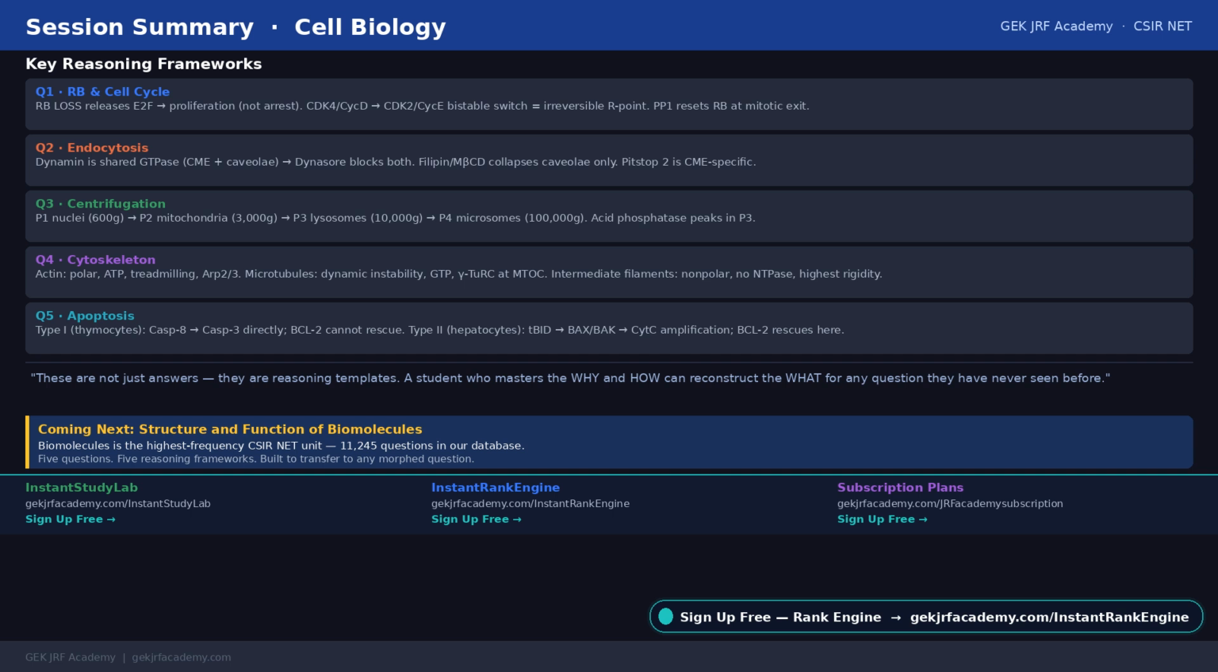Question 5. Apoptosis. Type 1 cells bypass the mitochondria. BCL2 cannot rescue them. Type 2 cells require mitochondrial amplification via tBID. BCL2 blocks this step. Caspase 8 is always the extrinsic initiator. Caspase 9 is always the intrinsic initiator.